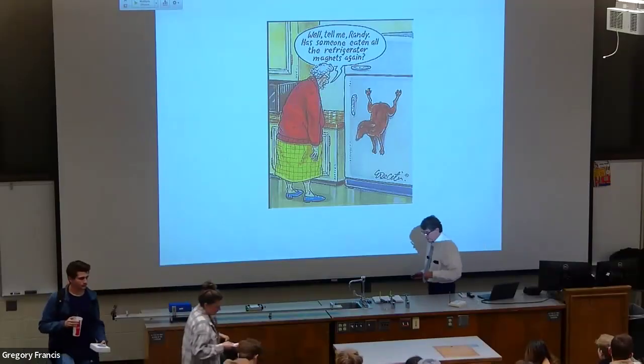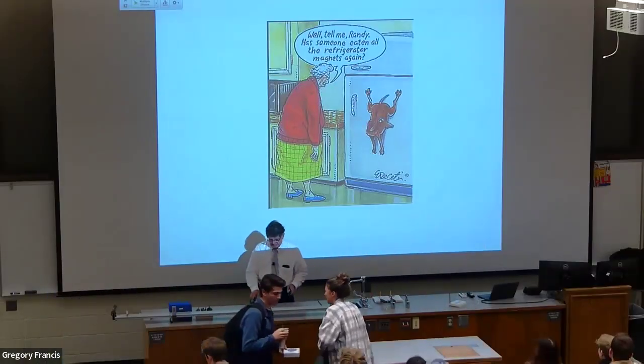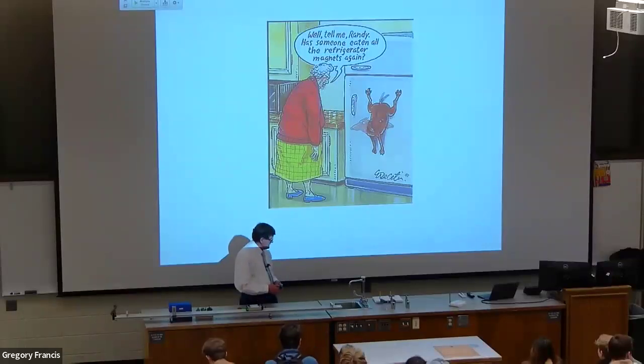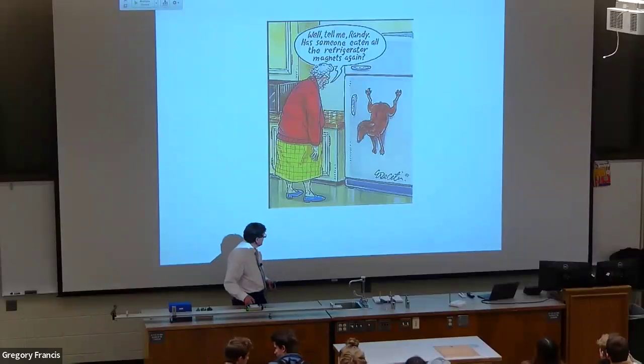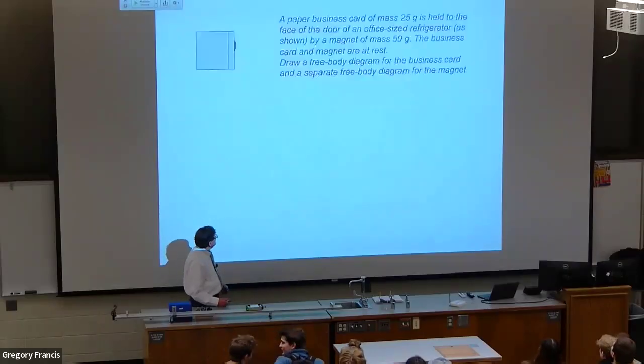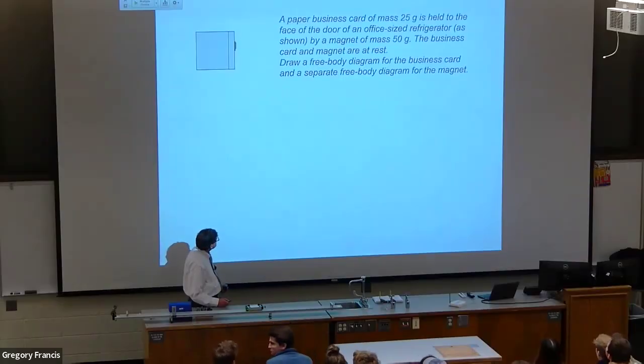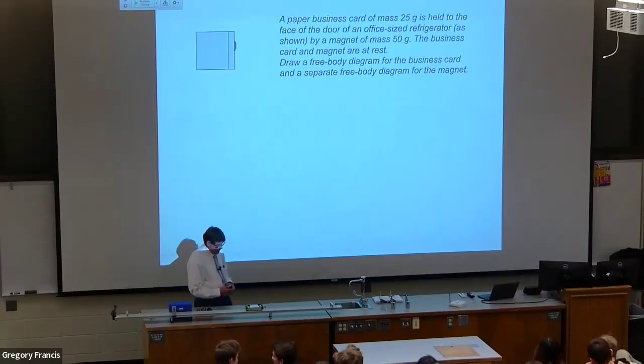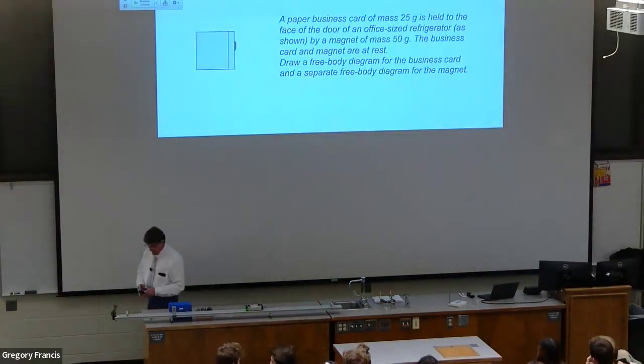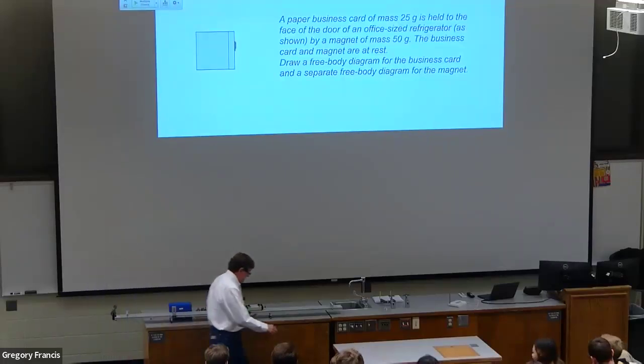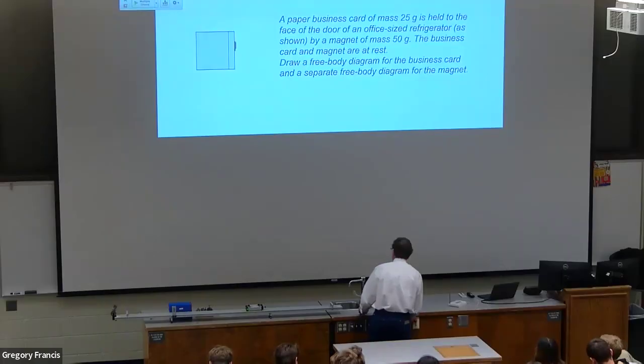Okay, we have promised that we would work problems with magnets, and we just kind of put that off over and over again. We're finally gonna get there. We have this problem here where a paper business card of mass 25 grams is held to the face of a door of an office-sized refrigerator by a magnet of mass 50 grams. The business card and magnet are at rest. Draw free body diagrams for the business card and a separate one for the magnet. Now, I'm gonna work this problem as an example of problems that involve magnets.